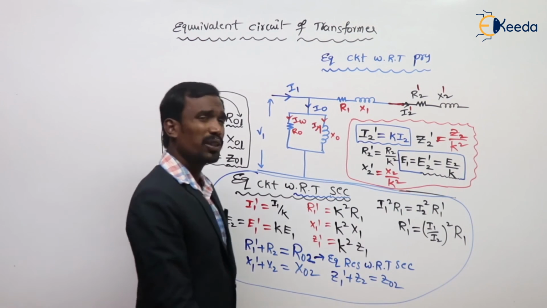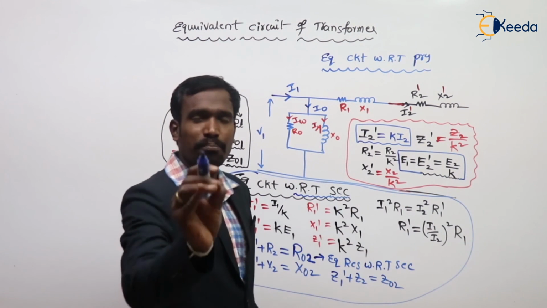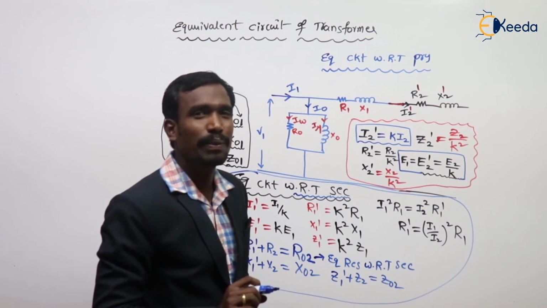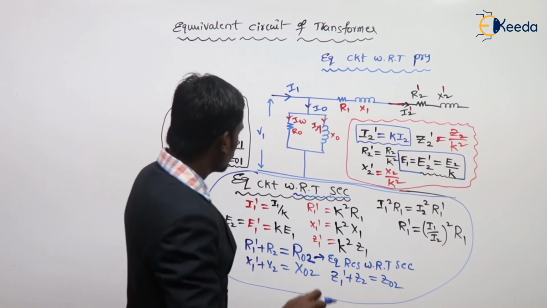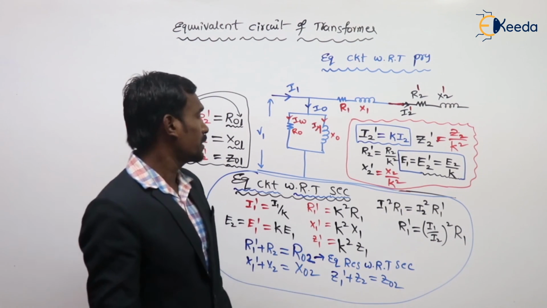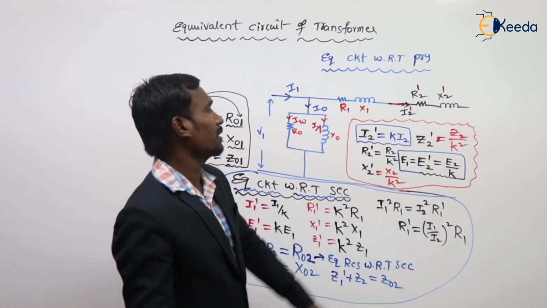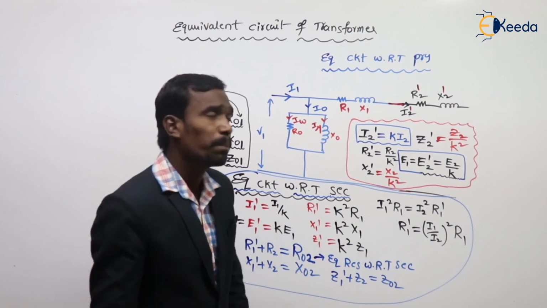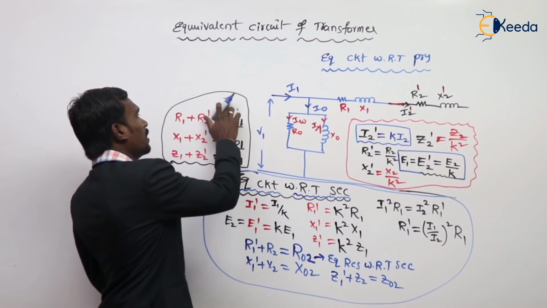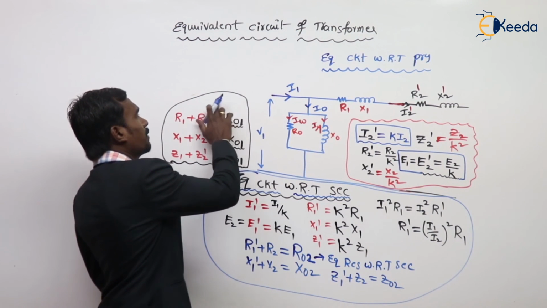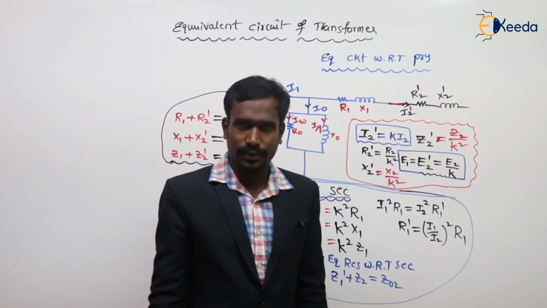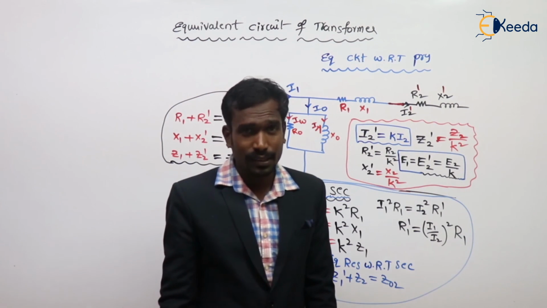This is the parameters with referred to secondary. I have not given the circuit, but just the parameters are important for numericals, right? This is the equivalent circuit with referred to secondary and the equivalent circuit with referred to primary. These are the different derivations, very important for numericals. Are you okay? Right? Thank you.